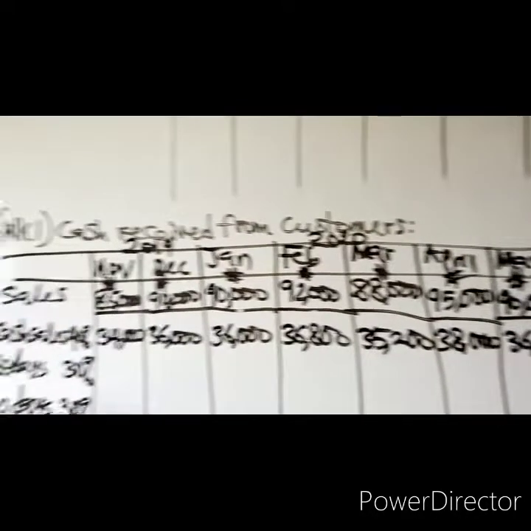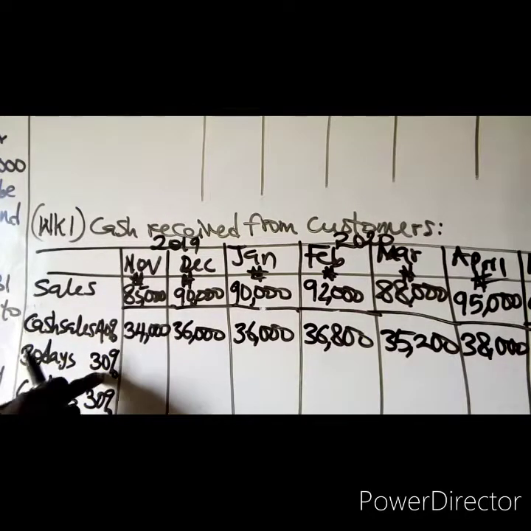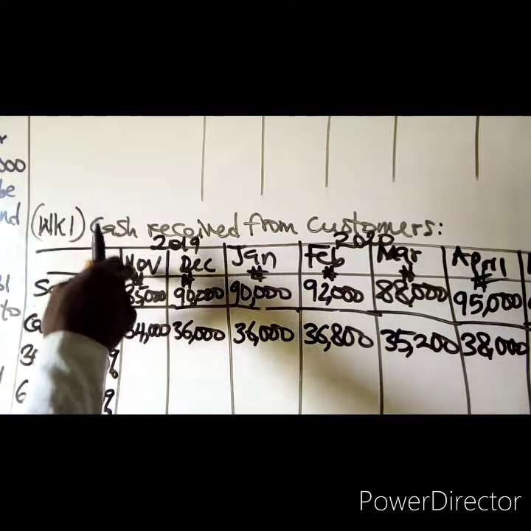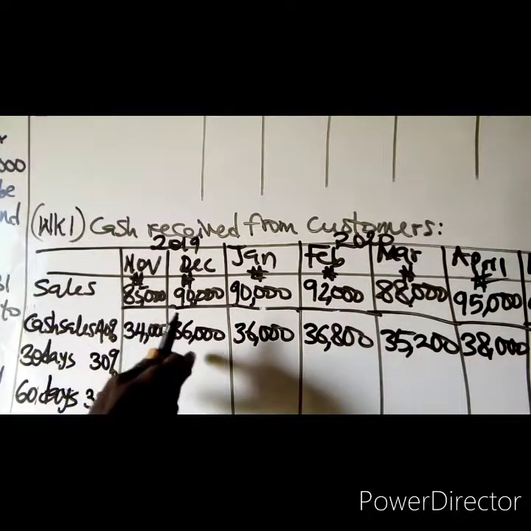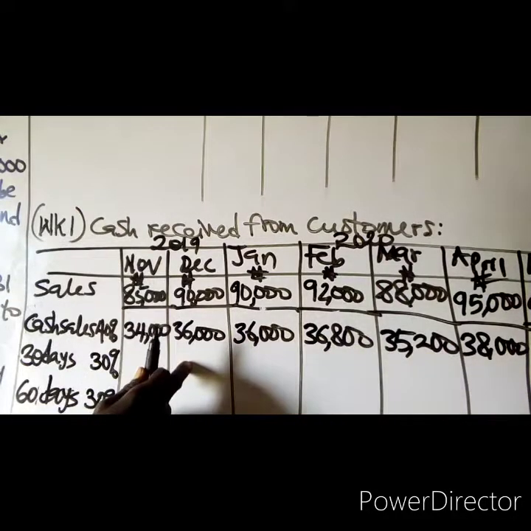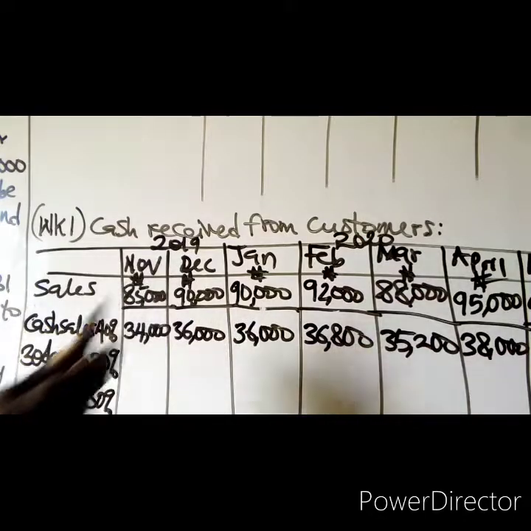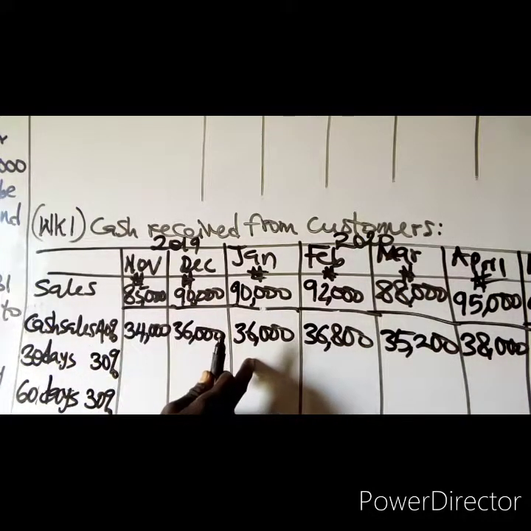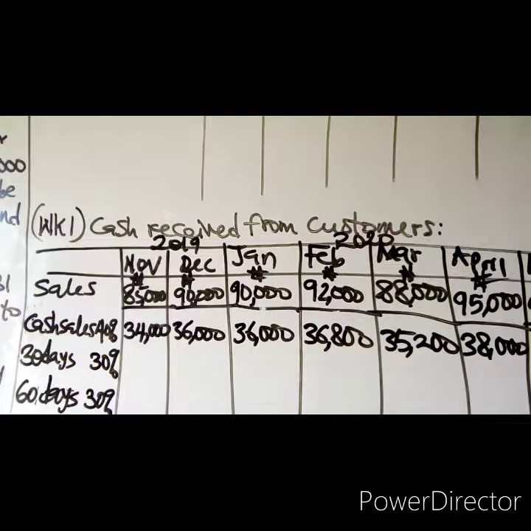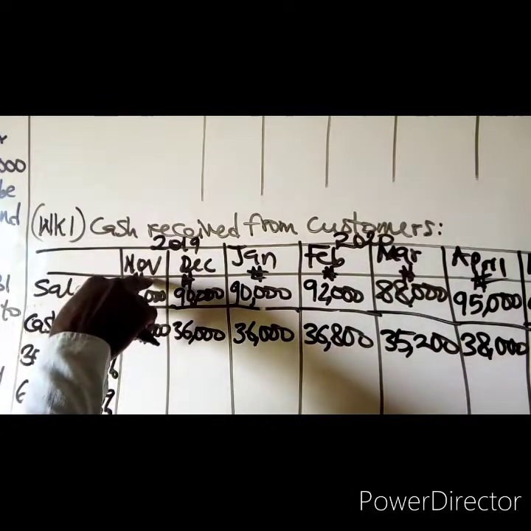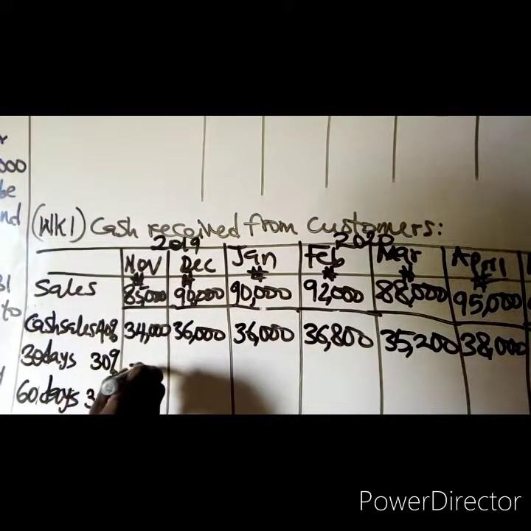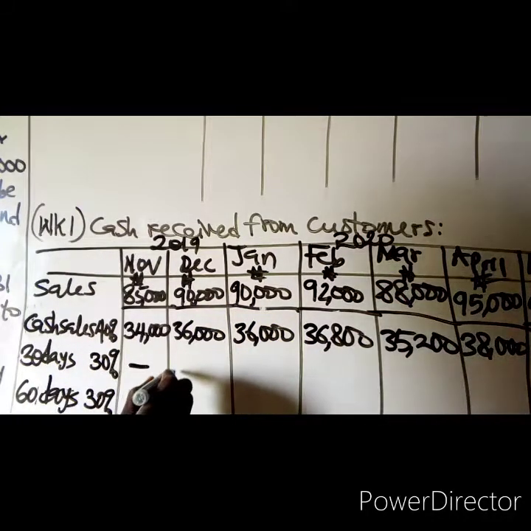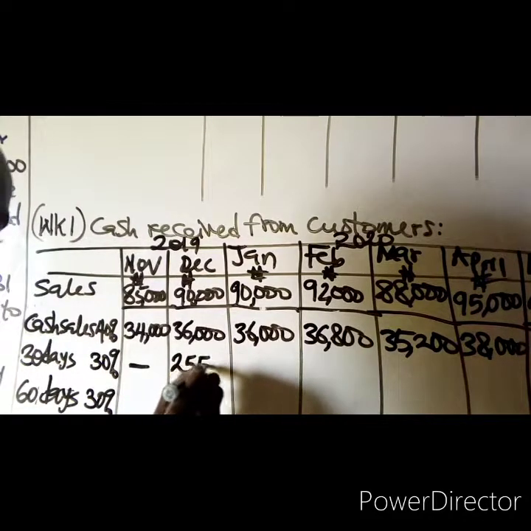Then 30% will be received in 30 days time. That means 30% of November sales will be received in December. 30% of December sales will be received in January. 30% of January sales will be received in February, in that order. Of November sales, we have 85,000. 30% of 85,000 is 25,500. Since the sales was made in November 2019, that 30% will be received in December 2019, which is 25,500.